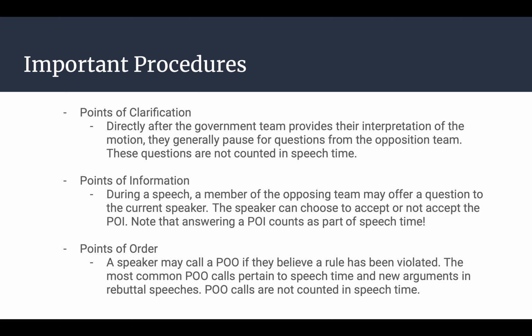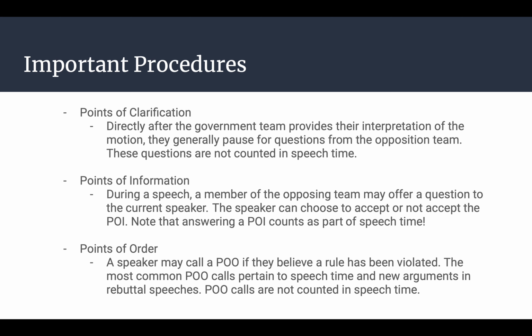Lastly, we're going to talk about important procedures during the round. There are essentially three types of points. The first point is points of clarification. That happens directly after the government team provides their interpretation and modeling of the motion. They'll generally pause for questions from the opposition team, for example, things that are unclear with the model, or simply questions about the scope of how the government team has modeled the motion. Note that these questions are not counted within the speech time of the Prime Minister because the points of clarification happen during the first Prime Minister's speech. So the government team should not be worried about losing time, and they should allow the opposition team to ask questions in a leisurely and flexible manner.